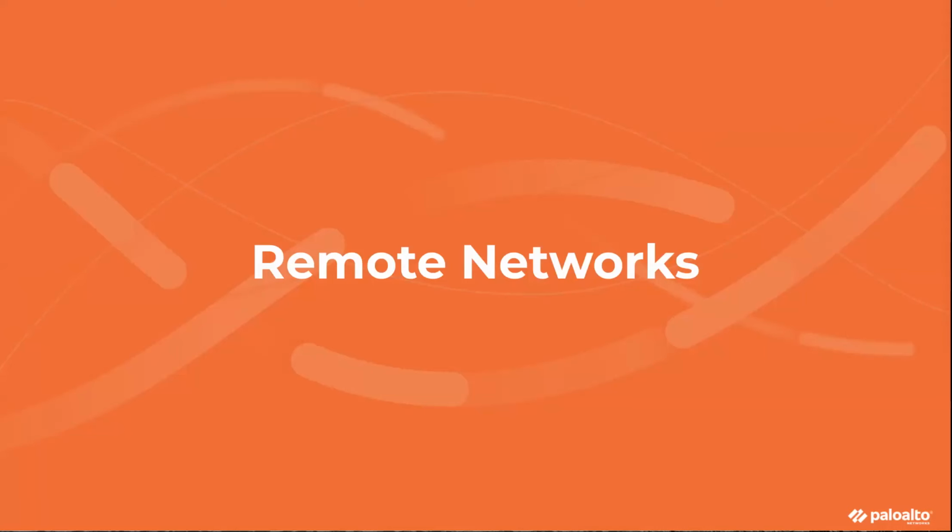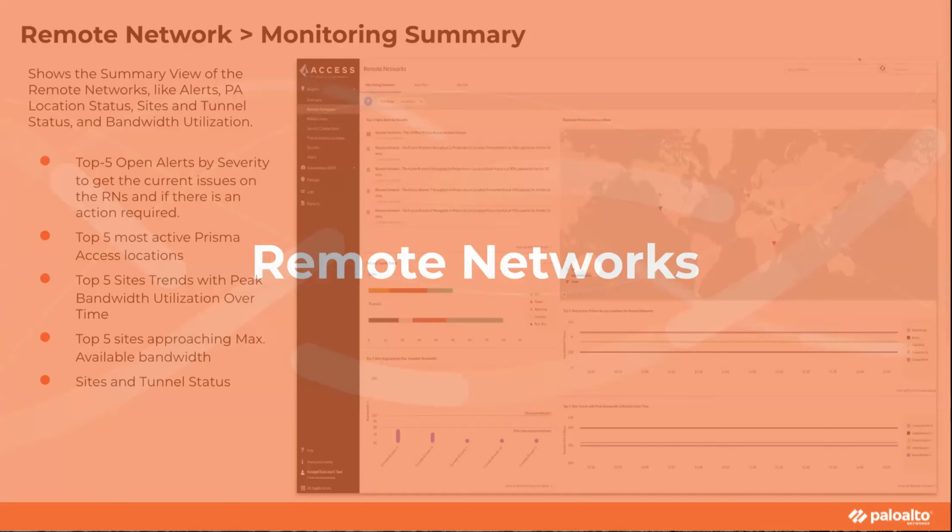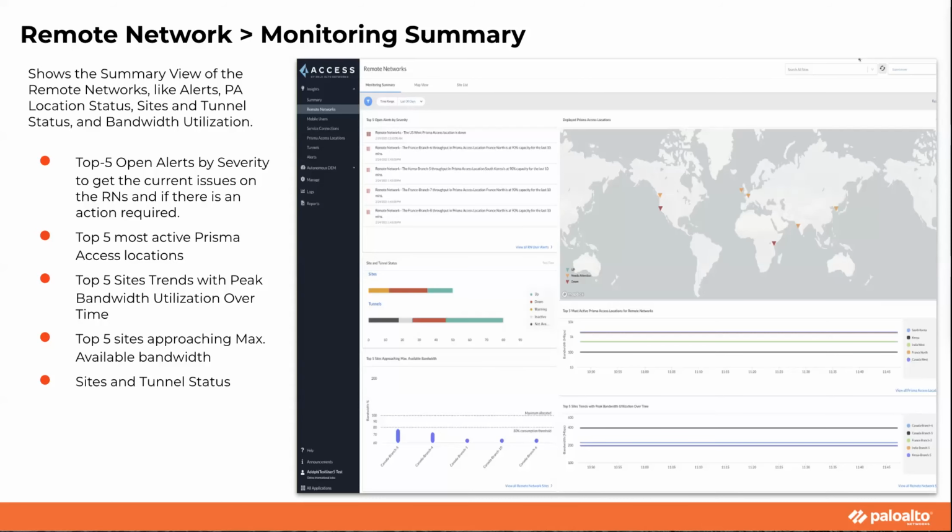Next dashboard is our remote networks dashboard. The remote networks dashboard has very useful information that is further divided into 3 tabs, which are monitoring summary, map view, and site list. So the monitoring summary tab shows the health of your remote networks, such as top open alerts, Prisma Access location status, site, tunnel status, and bandwidth utilization.